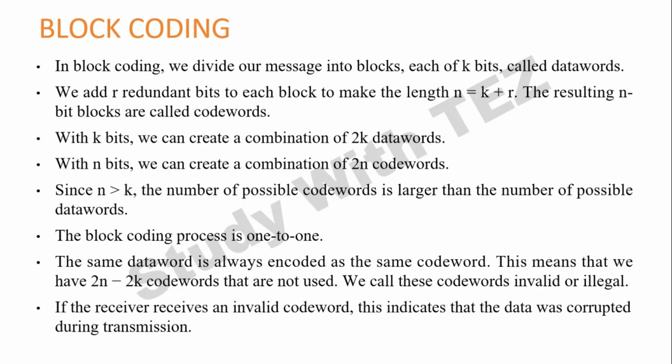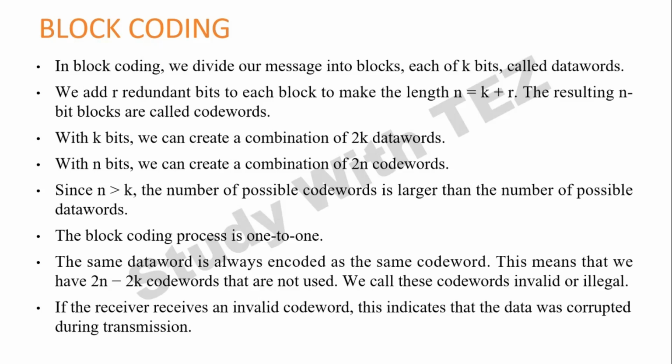With k bits, we can create a combination of 2 to the power of k data words. Here I am not able to write it as 2 to the power of k, so I have written 2k. Kindly make a note of it. It is 2 to the power of k data words. With n bits, obviously we can create a combination of 2 to the power of n code words. Again, here it should be 2 to the power of n code words. Since n is k plus r, n is greater than k, so the number of possible code words is more compared to possible data words.